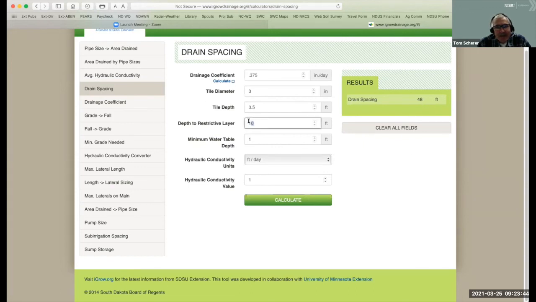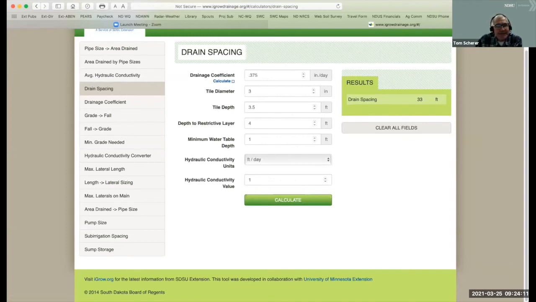What happens if you had this restrictive layer at 4 feet though? Let's say it was just below your tile depth. You have to go closer together. Why? Because there's no flow underneath the tile, so it has to flow horizontally. And so you have to be closer together to remove this amount of water in a day. And again, this is a design point.